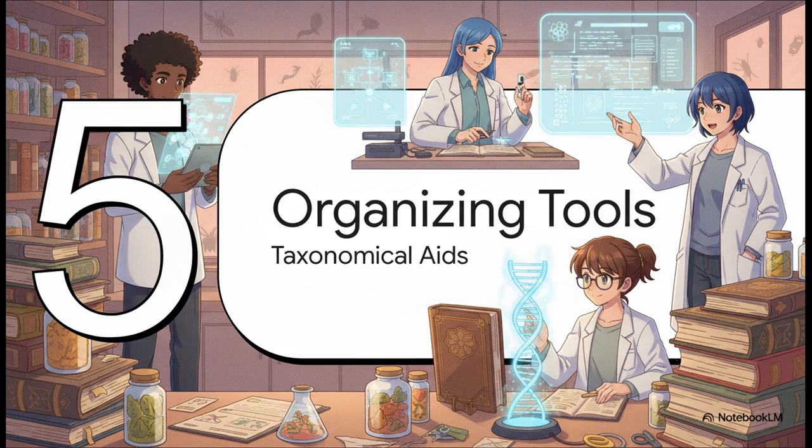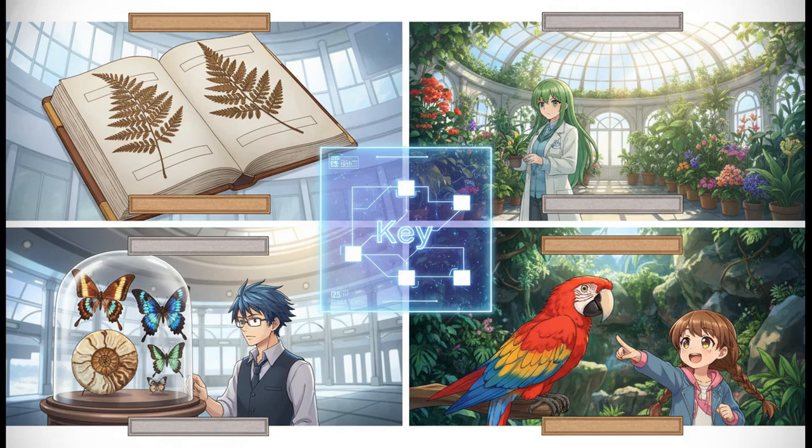That leads us right to our final section, Section 5, Tools for Organizing Life. So how do scientists actually maintain this massive, highly regulated filing system out in the messy real world? I mean, you didn't think they just memorized all this, did you? They actually rely on a specific toolkit known as taxonomical aids. These include herbaria for preserved plant specimens, botanical gardens for living plants, museums for preserved animal and plant specimens, and zoological parks for living animals.